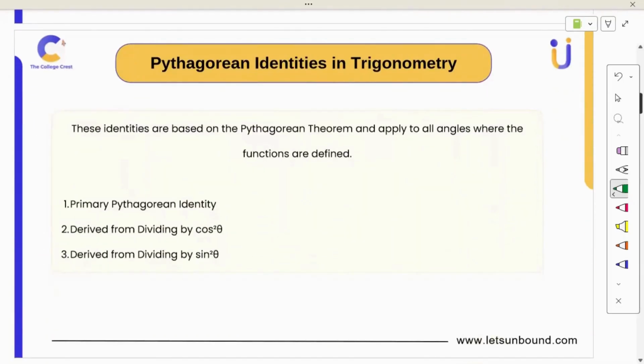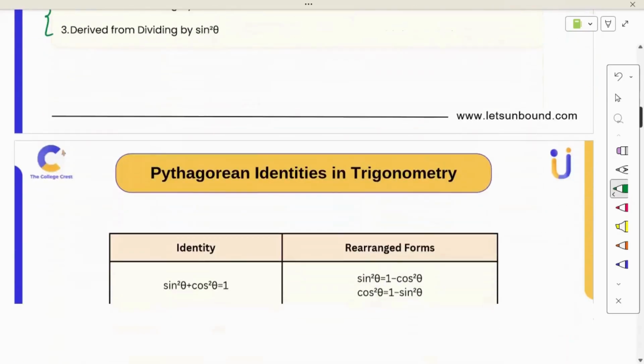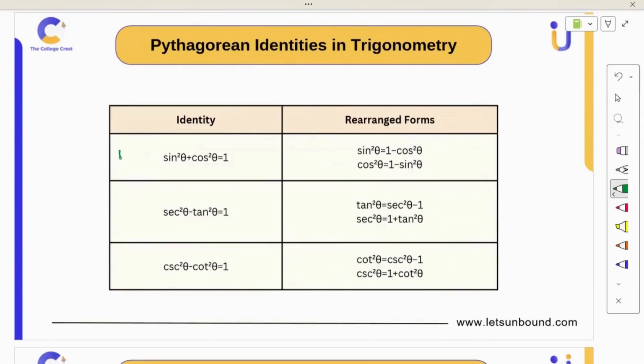First one is Pythagorean identity. That is the primary Pythagorean identity, and then we derive two other identities from the first one. So let's see what it is. This is the primary one: sine square theta plus cos square theta equal to 1. You can rearrange if you want to make sine square the subject: sine square is 1 minus cos square. If you want to make cos square the subject, it's just 1 minus sine square. So you can rearrange them.